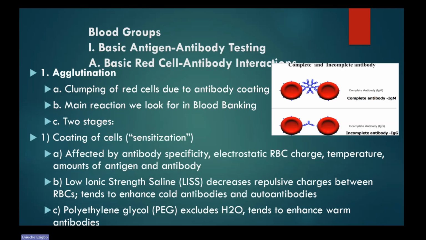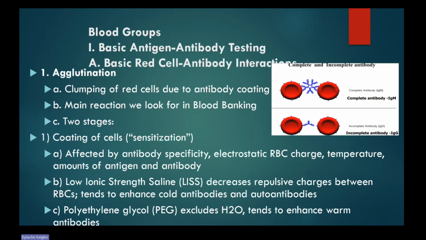Also, electrostatic red blood cell charge, temperature, and amount of antigen and antibody affect this process of agglutination. Low ionic strength saline will decrease the repulsive charges. Like charges repel. So if the reaction is carried out in such an environment, we reduce this repulsive charge and make the red blood cells come together to enhance the reactions. It normally encourages what we call the cold antibodies. We also have PEG, which removes water and tends to enhance the attachment of warm antibodies to the antigens.